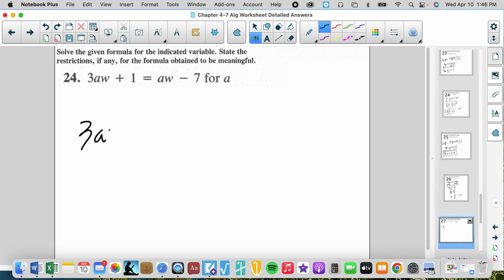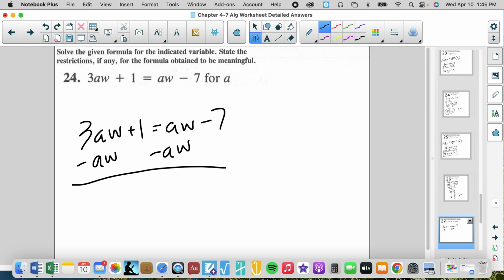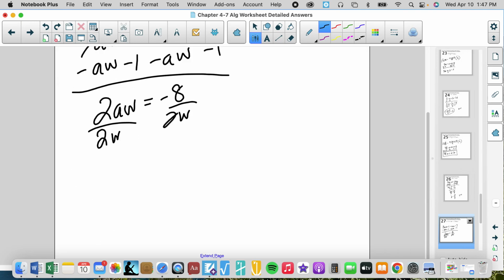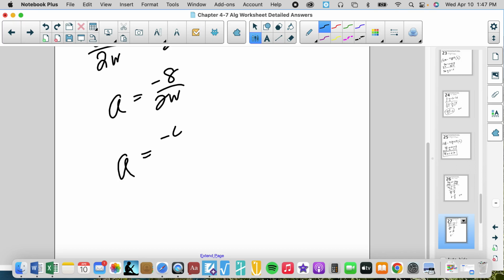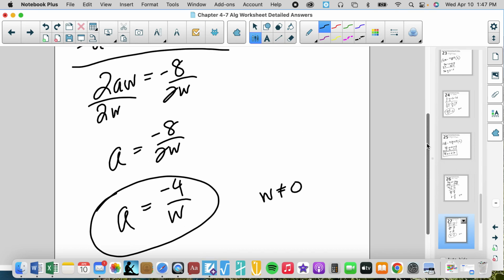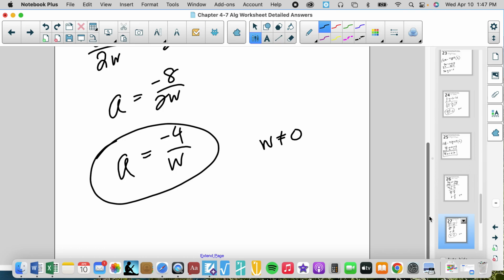Solve for a. 3aw plus 1 equals aw minus 7. Let's get the aw's on one side, let's get the constants on the other. That's 2aw equals negative 8. We're solving for a, so we'll divide by 2w. That gives us a equals negative 8 over 2w, which can be simplified: negative 4 over w. And w cannot equal 0. And that's it. Those are constants, so you need to reduce that fraction.